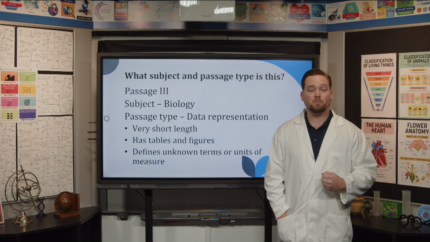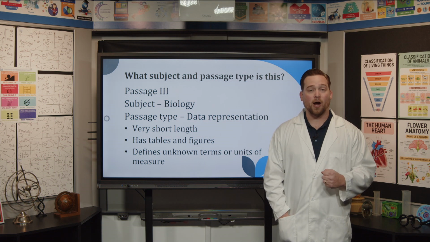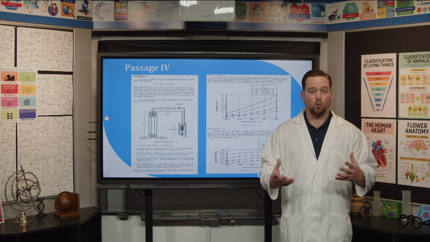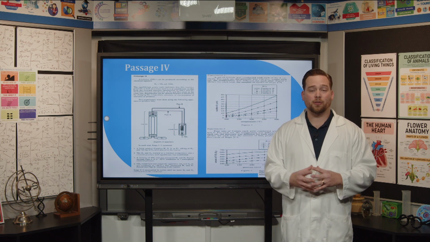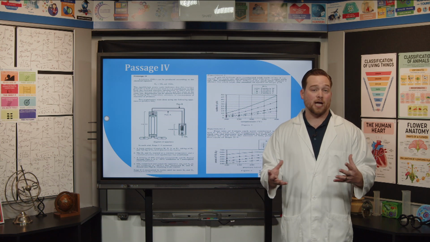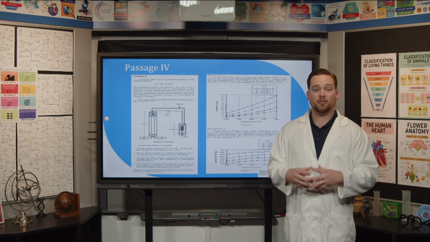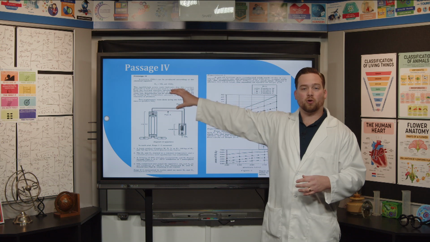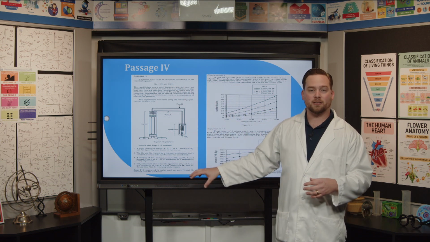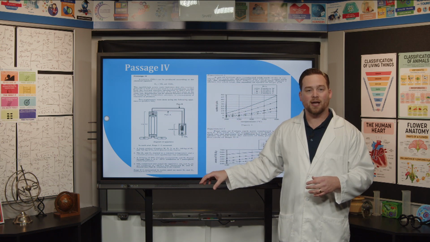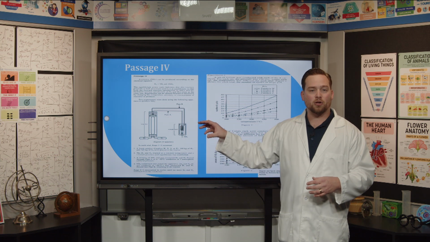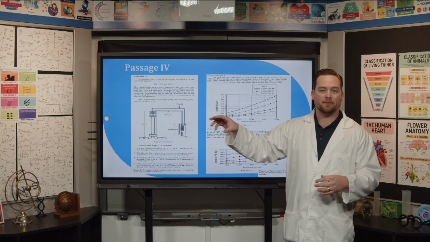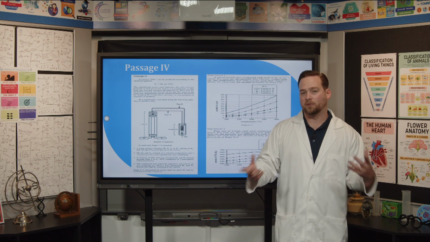All right, so let's go to passage 4 and see if we can figure out the subject and the passage type for this one. What are some clues here that we might be using to identify what type of passage it is? Well, we can see that there's a good amount of reading to do here. There's a kind of summary of what's happening up here, and then this is a step-by-step process of the experimental design. So a fair amount of reading, and then there's also a couple of tables and graphs to go along with it. Because I see the tables and graphs here, I know right away that this is not conflicting viewpoints.